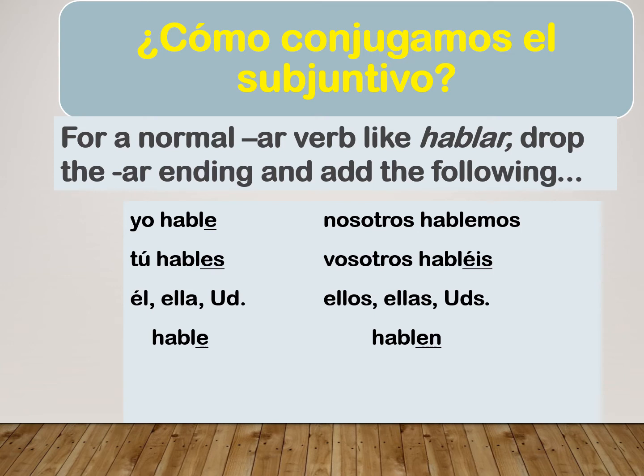Okay, so how do we conjugate the subjunctive? Let's take a look at AR verbs and a verb like hablar. So again, we're going to drop the ending that gives us our root, and then we're going to add the opposite endings that we would usually add for an ER or IR verb. Yo hable, tú hables, él usted hable, nosotros hablemos, vosotros habléis, ellos ustedes hablen. So any regular AR verb is going to get the opposite endings, and that puts it into the subjunctive.